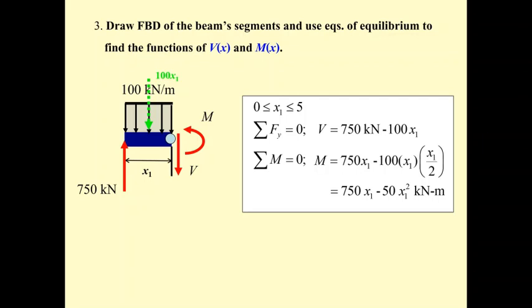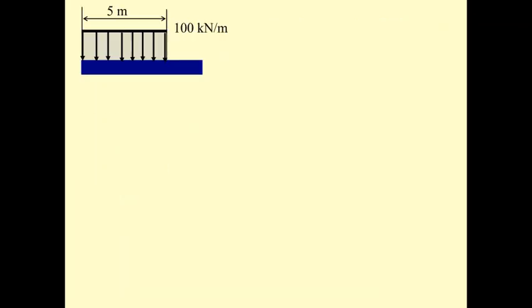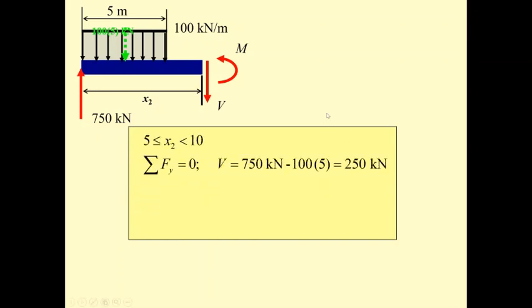Okay, and the second one, we have this as x2. By doing it the same, summation of f sub y equal to 0 for x2 from 5 to 10. We have the V is downward. Okay, it's going to equal to the opposite, 750, and minus this one. So in this section, the V is constant at 250 kilonewton.